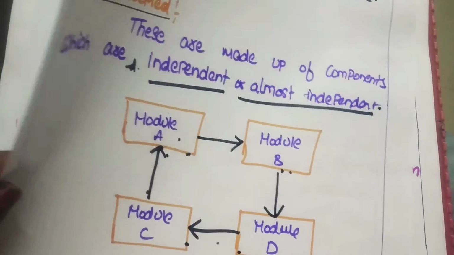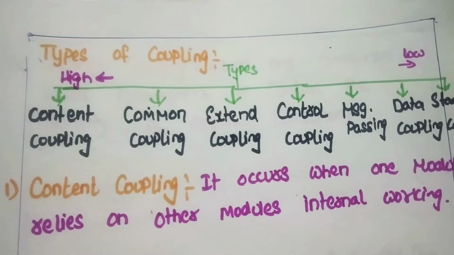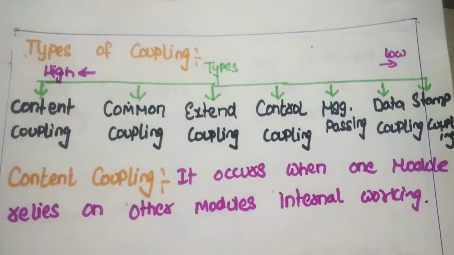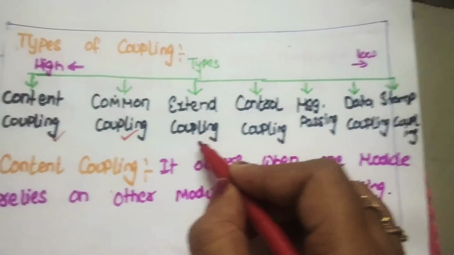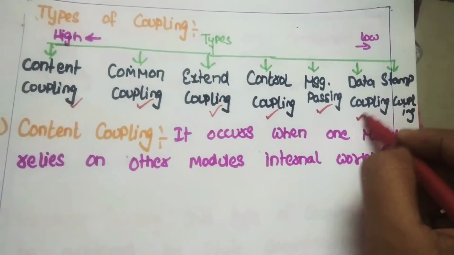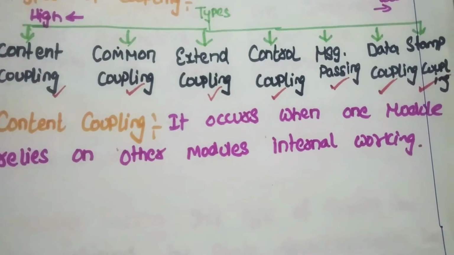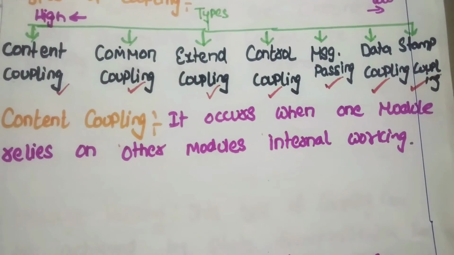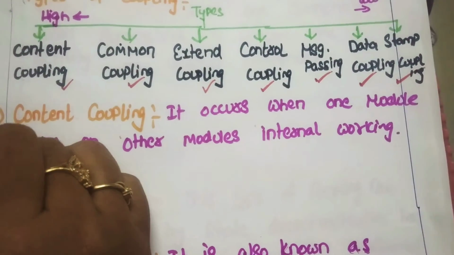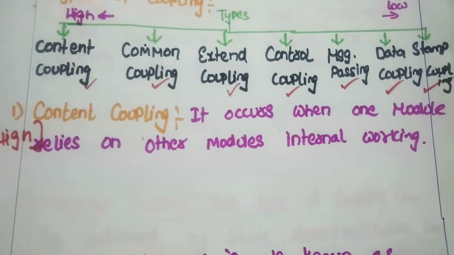Understood? So let us deal with the types of coupling. The first one is content coupling, the second is common coupling, the third is external coupling, the fourth is control coupling, the fifth is message passing, the sixth is data coupling, and the seventh is stamp coupling. So what is the first one? Content coupling. Content coupling is the highest type of coupling.